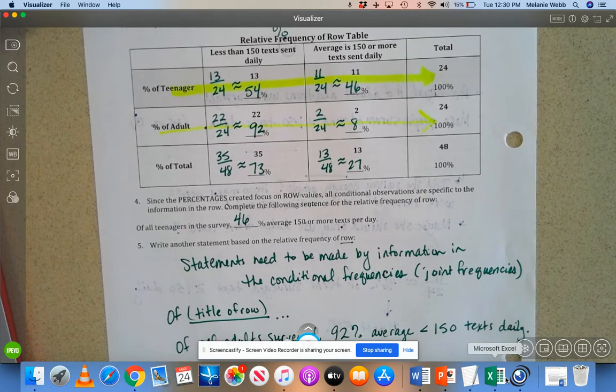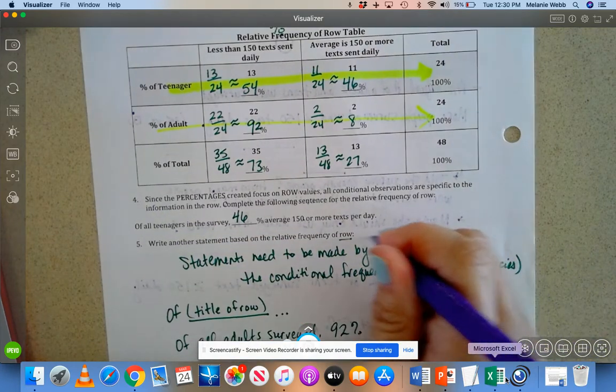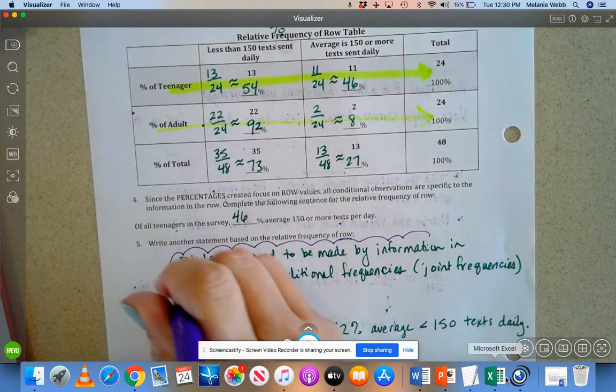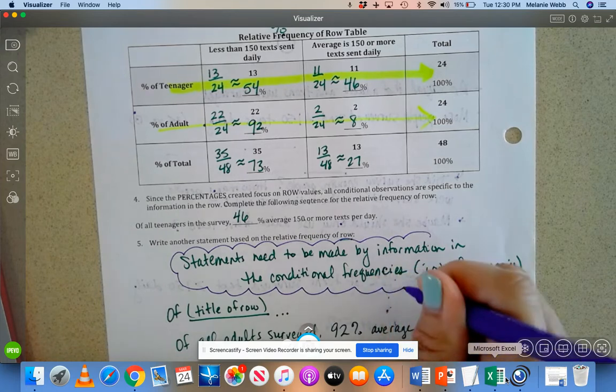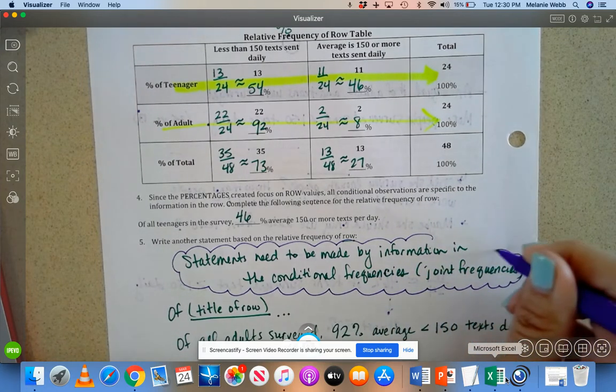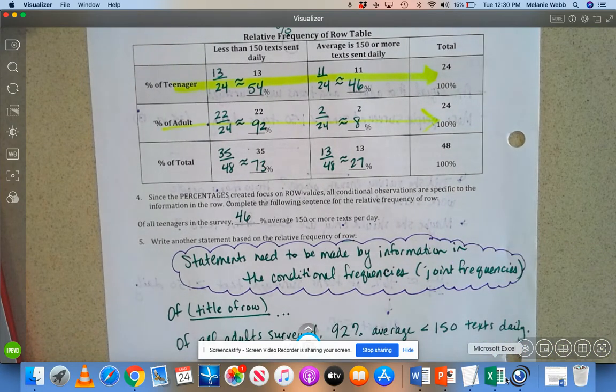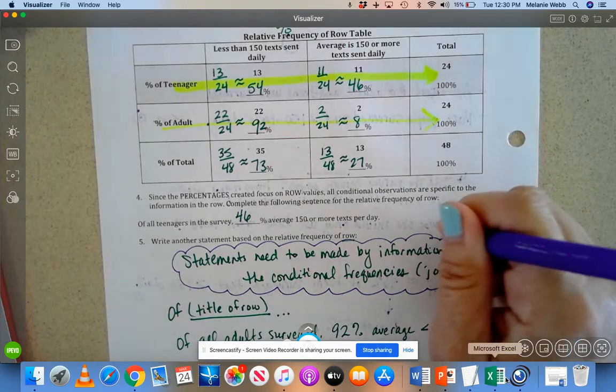Okay, so make sure that you are using the inside information. I would sort of highlight this information. Statements need to be made by information in the conditional frequencies, not marginal frequencies.